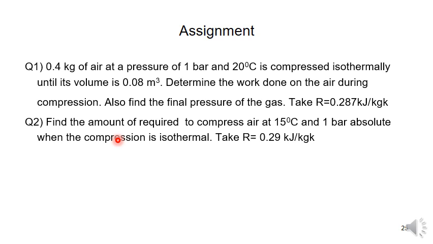The work done formula is P1 V1 log V1 by V2, or P1 V1 log P2 by P1. If you write V1 by V2, we can write the pressure in terms of P2 by P1. This is compression, so you have to write the formula as P1 V1 log V1 by V2 or P1 V1 log P2 by P1. So these are the problems related to the constant temperature or isothermal process.